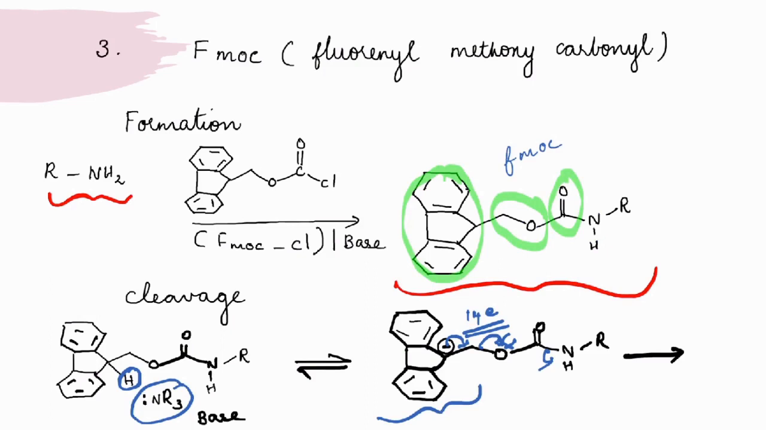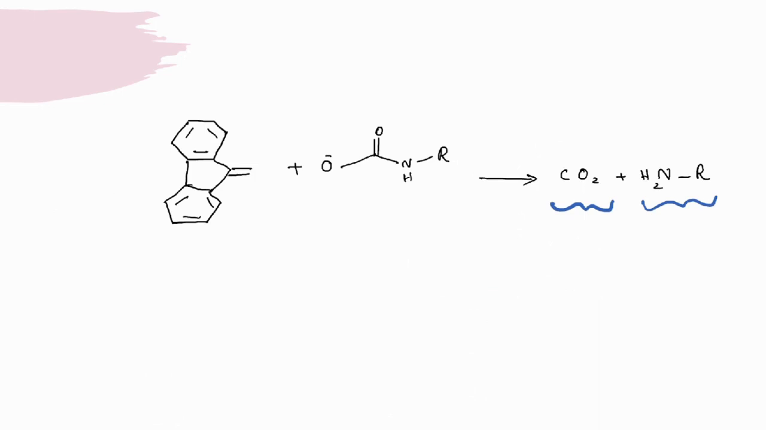This hydrogen is highly acidic because when you remove this hydrogen, the corresponding anion that we obtain is an aromatic anion, so it will be stable. And from here carbon dioxide is eliminated, resulting in the formation of carbon dioxide and amine. And that is how we protect these amines, using all these protecting groups.